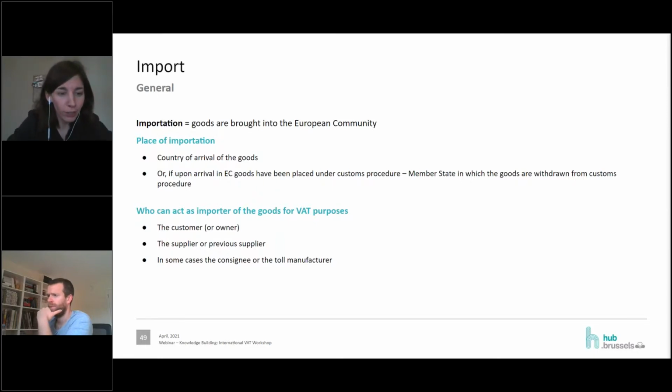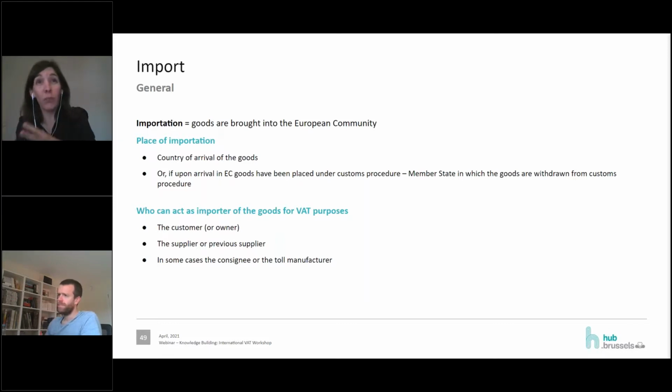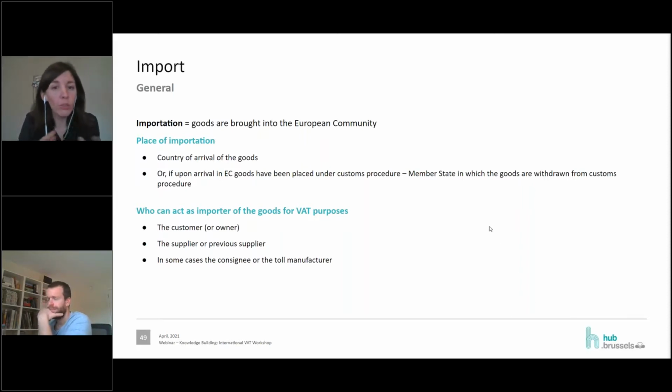Probably you have now understood a little bit how it works. So importation: goods are brought into the European community. There are, I would say, two types of place of importation. The first one is the country of arrival of the goods. Goods arrive in Belgium and are released for free circulation here in Belgium, or upon arrival in the European community, non-community goods have been placed under a specific customs procedure. So the place of importation will be, in fact, the member state in which the goods are withdrawn from customs procedure. Taking a simple example, goods are placed in a customs warehouse.